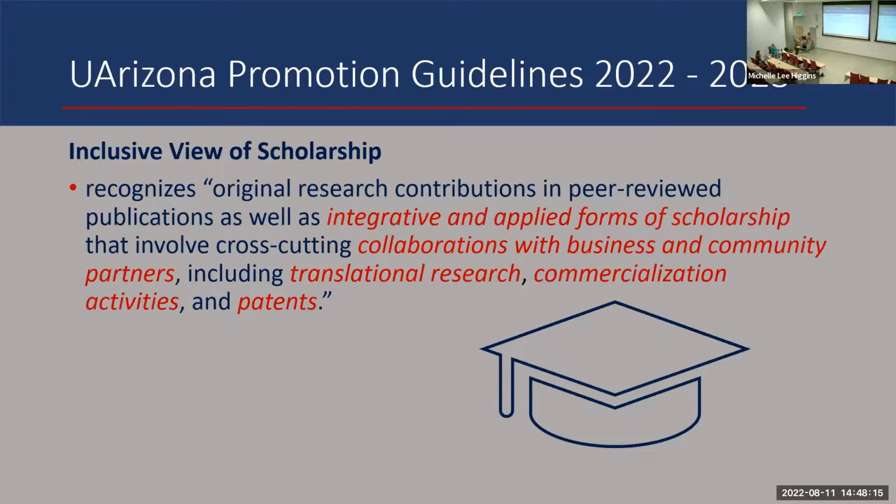Another thing from the same guidelines, taking an inclusive view of scholarship. U of A no longer just says publications are the only thing that matters here. We want to see integrative and applied forms of scholarship, collaborations with business and community partners, translational research, commercialization activities, and patents. You can interpret this and expand upon that, but they're really asking for that now.